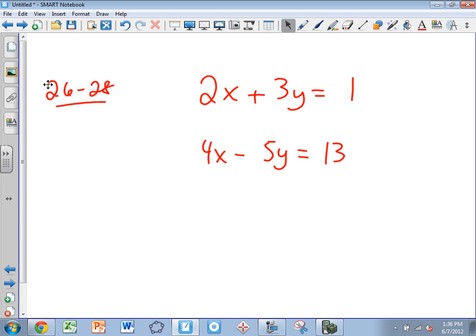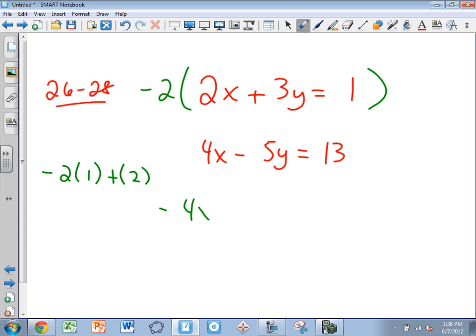Let me do this and then I'll go to the next one. If I just take the first equation and multiply the whole thing by -2, this will make this a -4x, won't it? And this -4x and this 4x will cancel. So this is the elimination method. Our operation is -2 times the first equation plus the second equation. So we're going to have -4x minus 6y equals -2. That's what this first equation is going to become. And now we can simply add these two together.